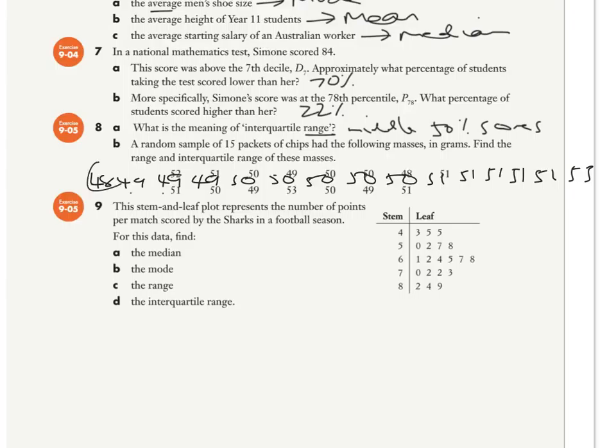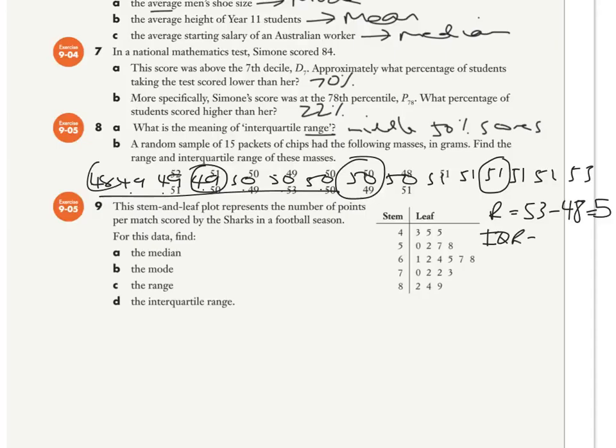1, 2, 3, 4, 5, 6, 7. That's the median. Now, what's the middle of those scores? It would be that one there, because we have 3 below it and 3 above it. And same as this, 3 above and 3 below. Okay, so the range is the highest score, which is 53, minus the lowest score, which is 48, and that gets you 5. And the interquartile range, the upper quartile is 51, minus the lower quartile, 49, and that gets us 2.